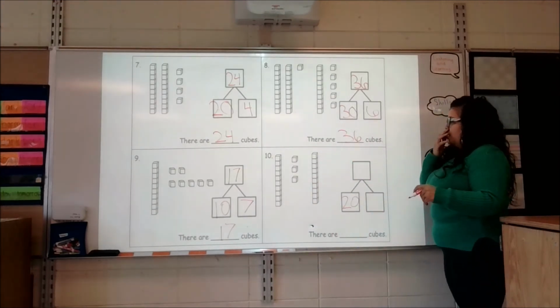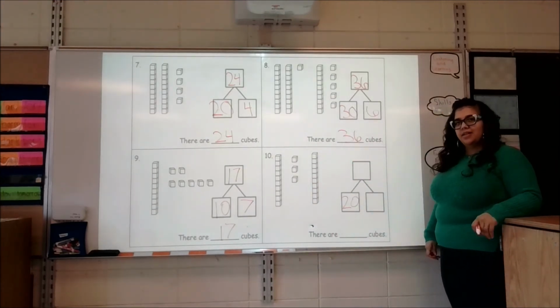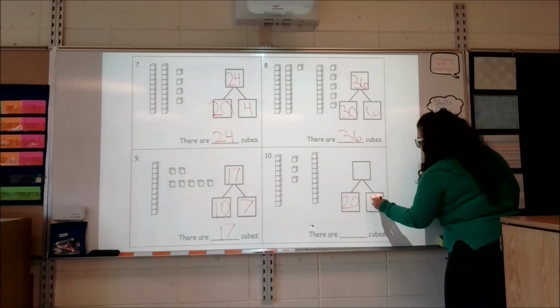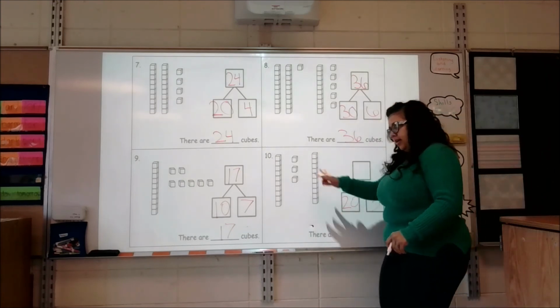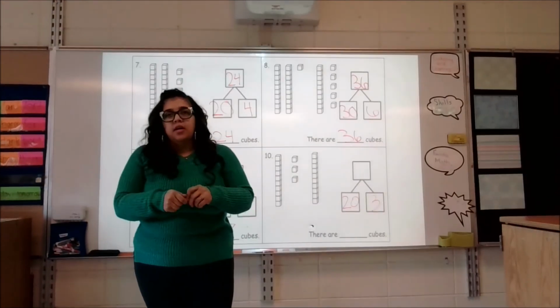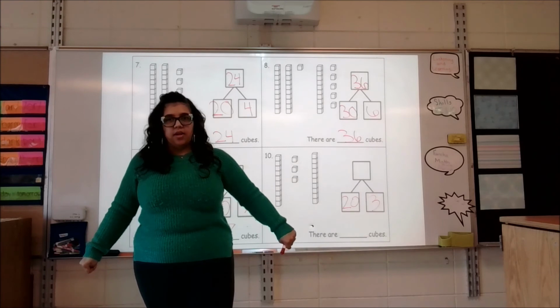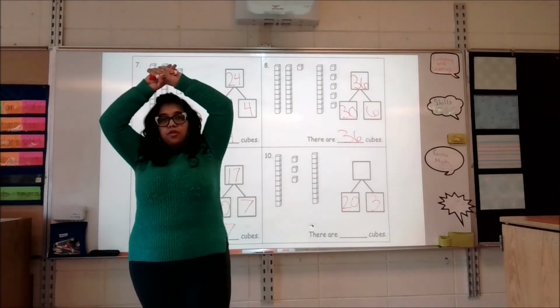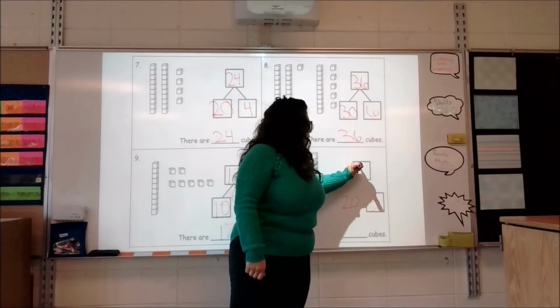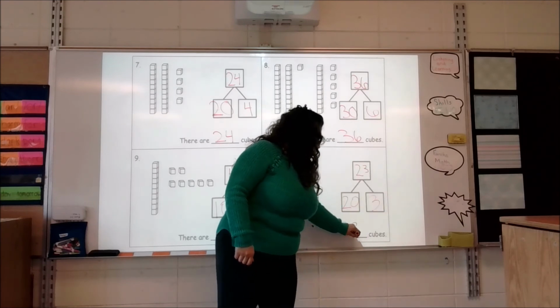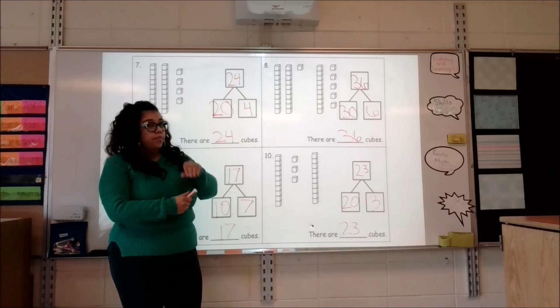And how many are just loose all over the place by themselves? Loose ones, single ones, all alone. 3. Excellent. Now I'm not going to count all of them. What is 20 and 3? 20 and 3 is 23. There are 23 cubes. 23 is my whole.